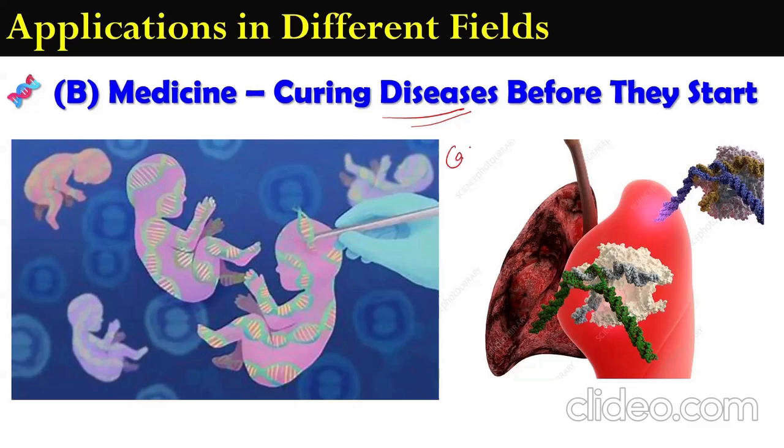So it is used in cancer therapy, HIV treatment, and also for sickle cell diseases. And it can prevent inherited diseases before birth, and also permanently cure genetic disorders.